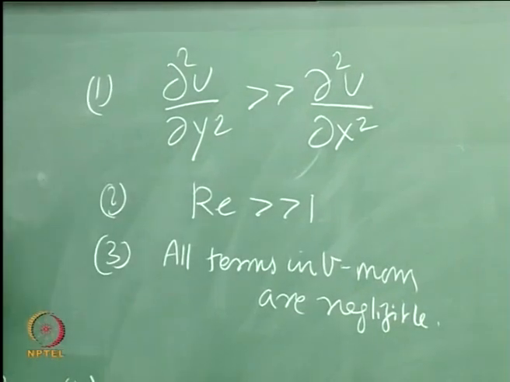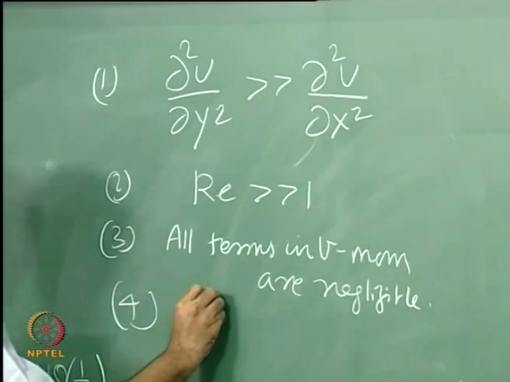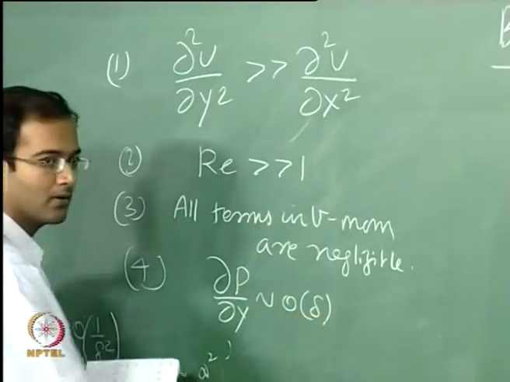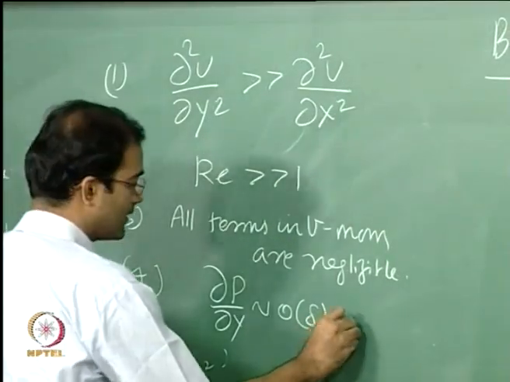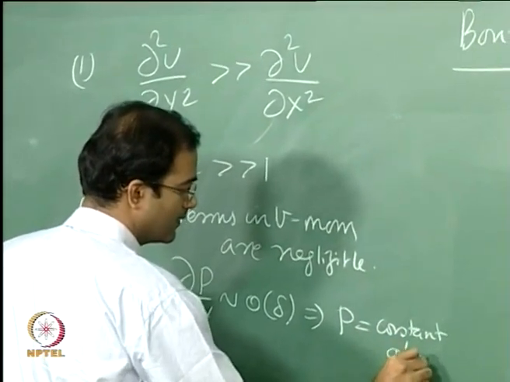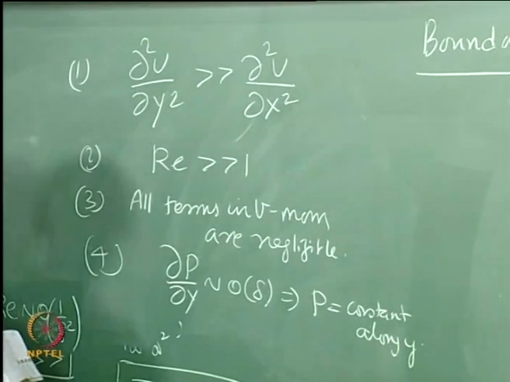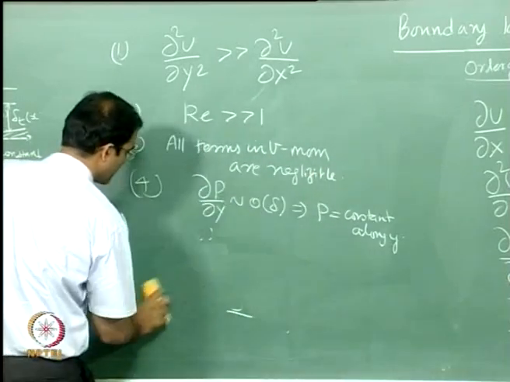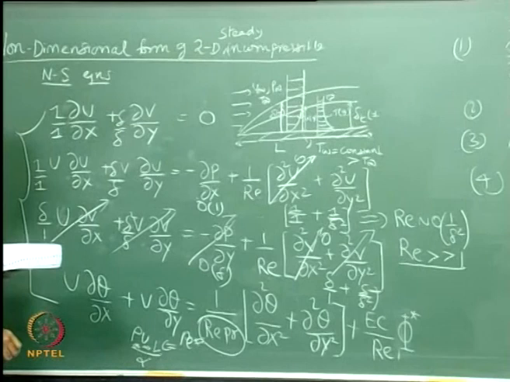So what is the particular implication of this statement is that you can safely say that dp by dy is of the order delta, so therefore the gradient is very small along the y direction, or in other words my pressure is approximately constant along y. This is an outcome of statement number 3. So this has actually saved a lot of my computational effort.